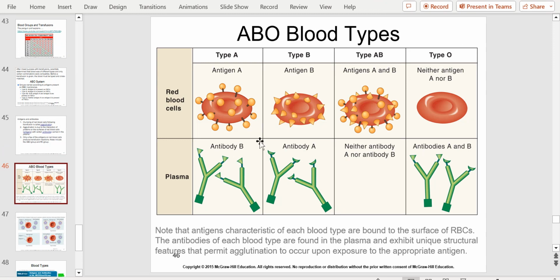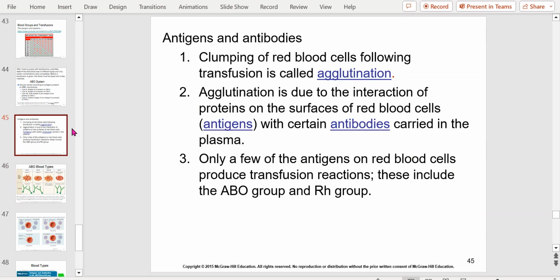This is what's going on here, right? So there's your type A, B, AB, and O. Type A has antigen A sticking out of these glycoproteins. Type B has type B antigens, a different kind. Type AB has both kinds, and type O has neither. Okay, just to show you that right here.